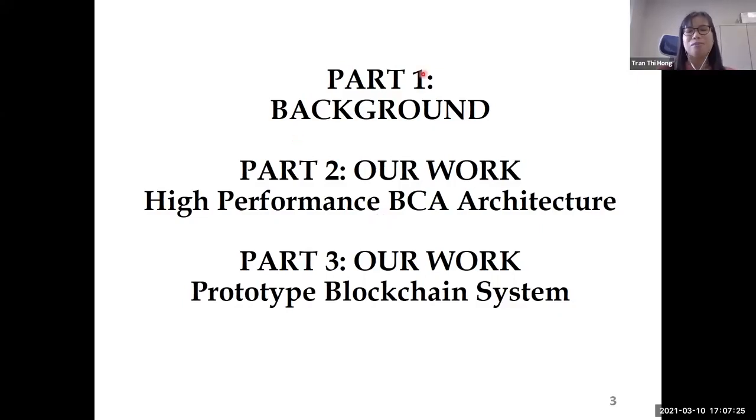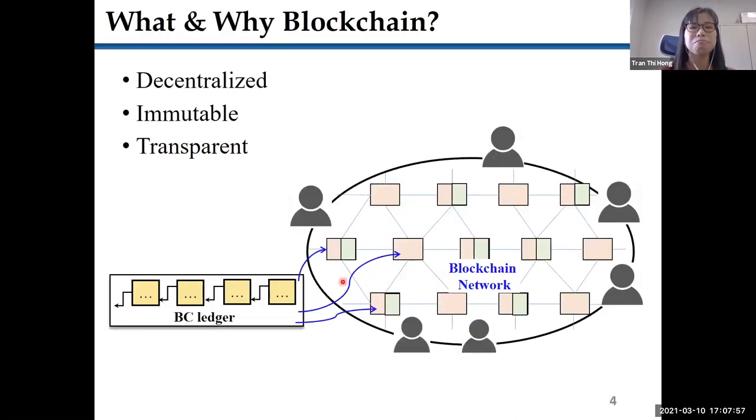I'm sorry. In part two, I explain our proposed work about the high performance BCA architecture. Because of the time limitation, I basically introduce the basic ideas and then the results that we get. Part three is very short. I just briefly explain our prototype blockchain system that we are building now. Okay, so let's go to the first part.